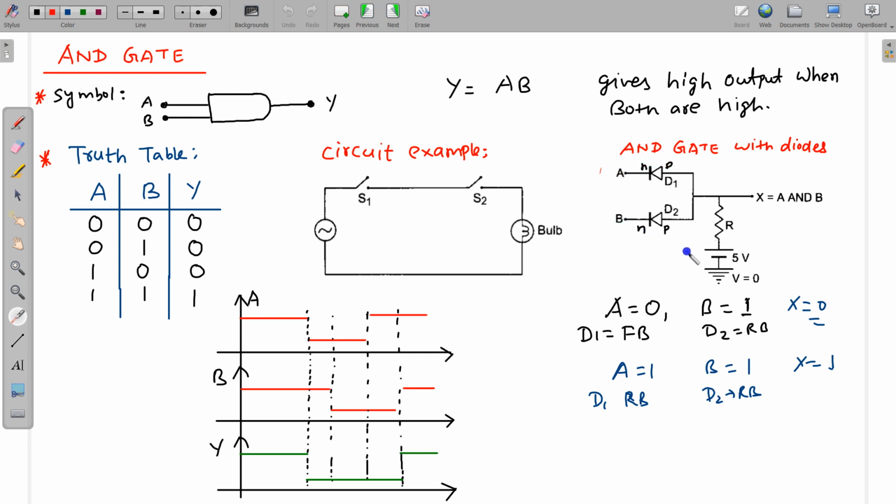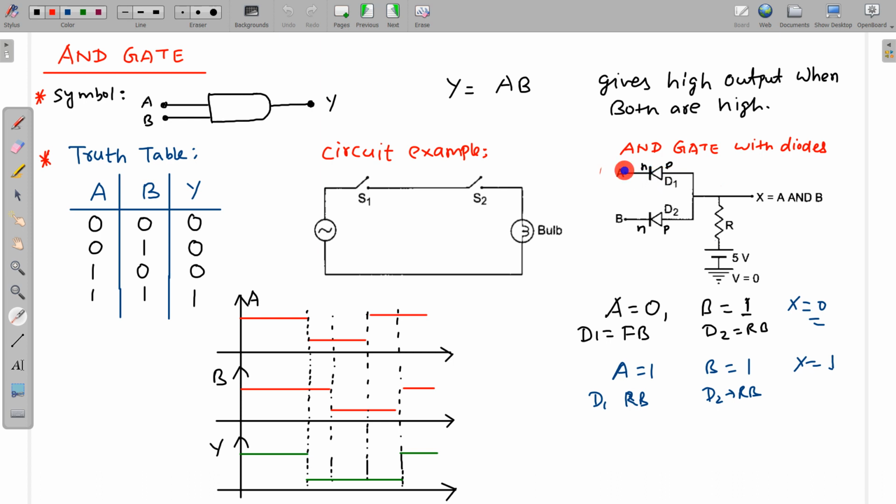We can see how this operation is an AND gate. Let us take A as 0. If I take A as 0, then this is the low voltage, and this diode will be forward biased, because if A is low voltage and it is connected to the N side, then this diode is forward biased. So if A is 0, then D1 is forward biased. If B is 1, then this D2 will be reverse biased, because this is at higher potential and higher potential is connected with N. So this will be reverse biased in this case. If this is forward biased, then this will conduct.